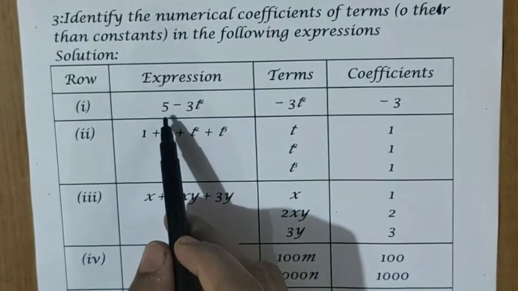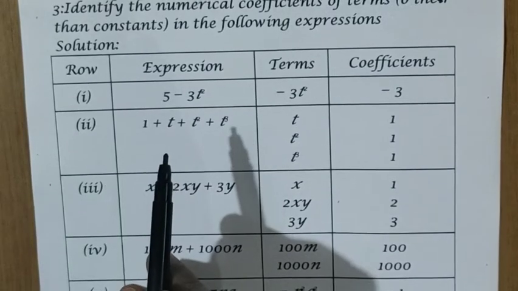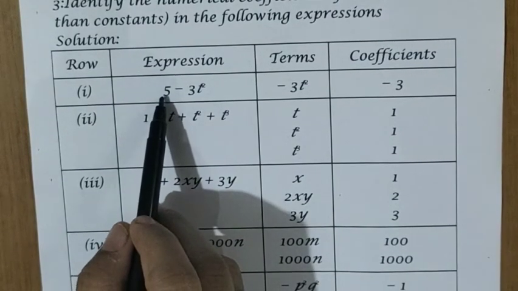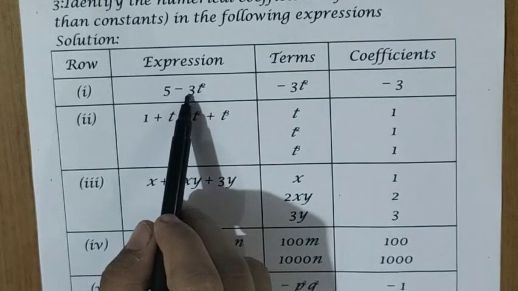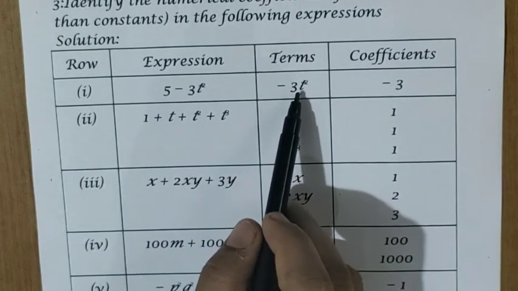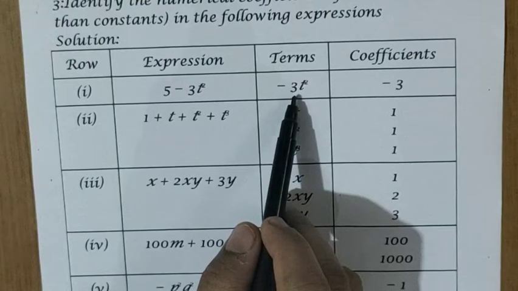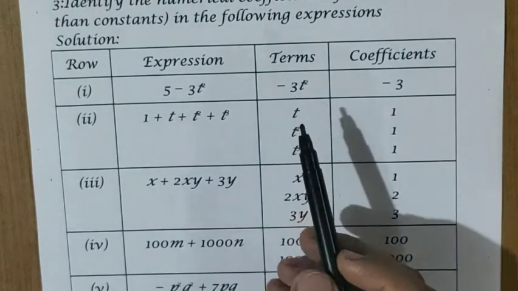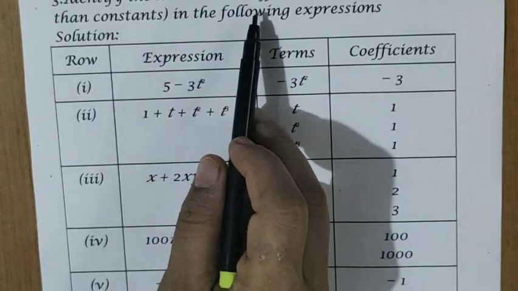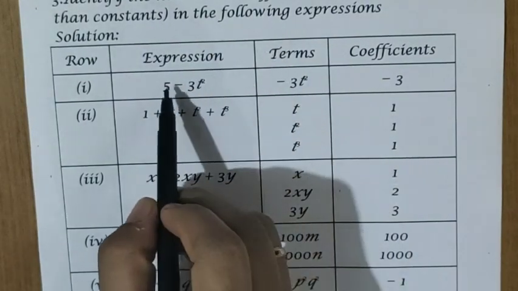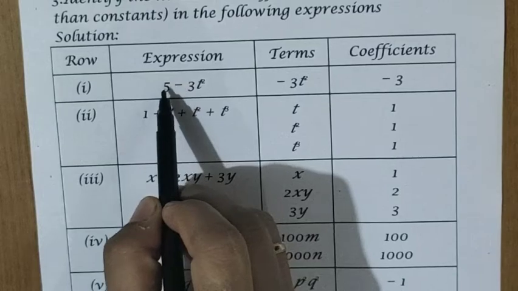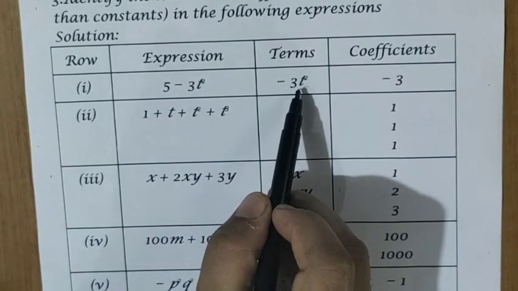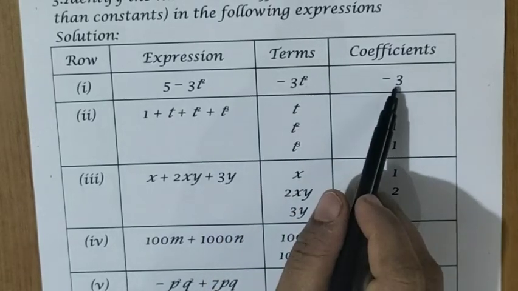What is the first expression? 5 minus 3t square. What is the constant here? Constant is 5. Other than constant means the term is which one? Minus 3t square. So under the terms column, we write minus 3t square. Now what is the numerical coefficient here? Minus 3, right? The numerical coefficient is asked for the term other than the constant. So the constant is 5, and other than 5, minus 3t square is the term, right?